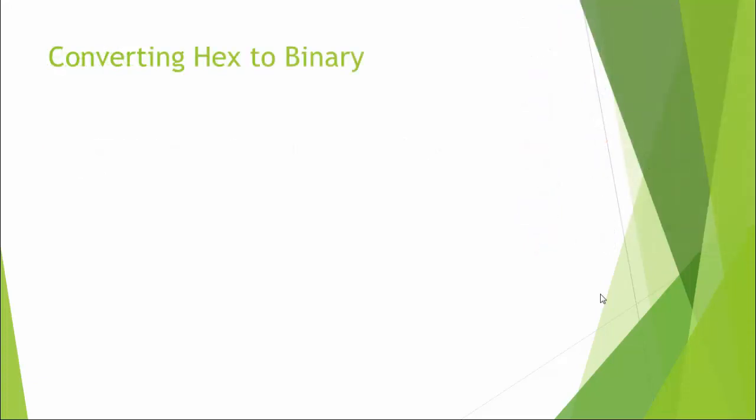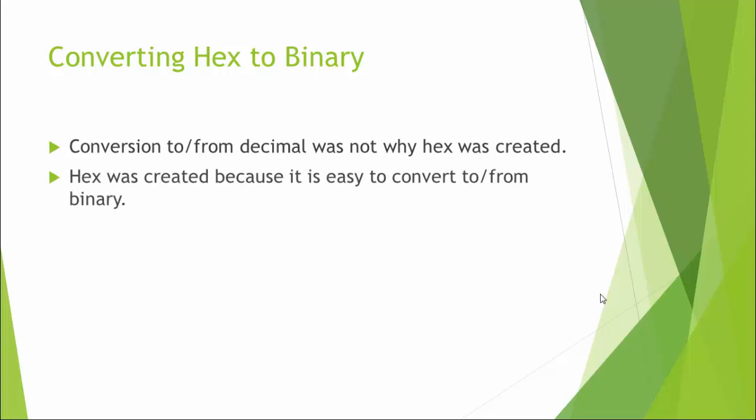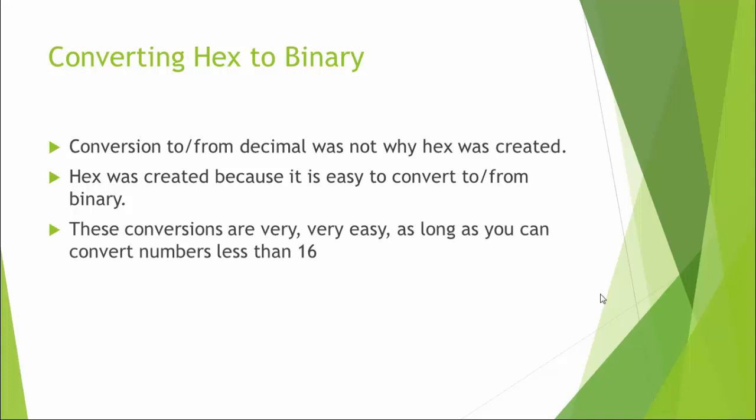All right, welcome back. So now we talk about converting hex to binary. In fact, converting to and from decimal wasn't why hexadecimal was created. This number system was created for the problem on the screen right now. It was created because it's easy to convert to and from binary. So what you're going to find is once you're used to them, these conversions are quicker and more efficient than anything to do with decimal, because that's what this number system was made for. The reason is we don't have to do that remainder process. Things will always come out even.